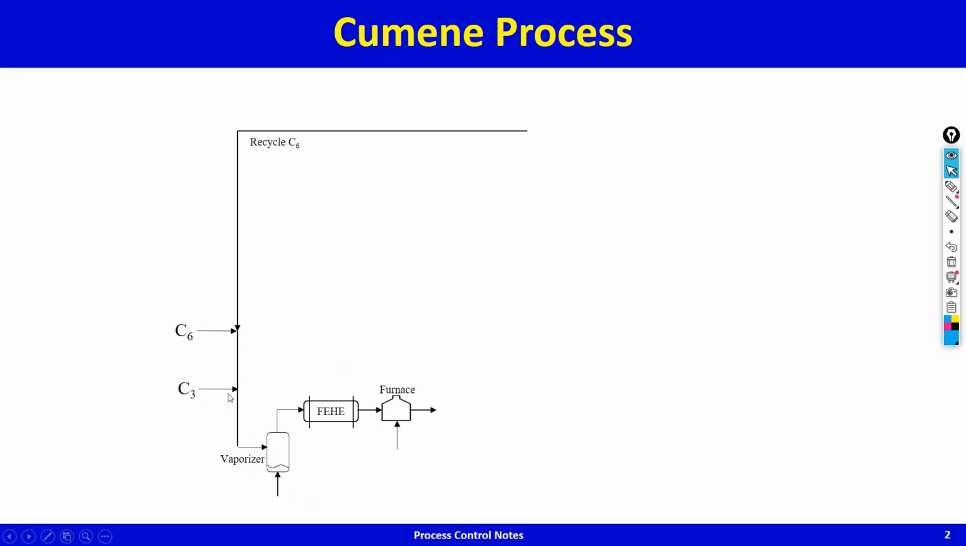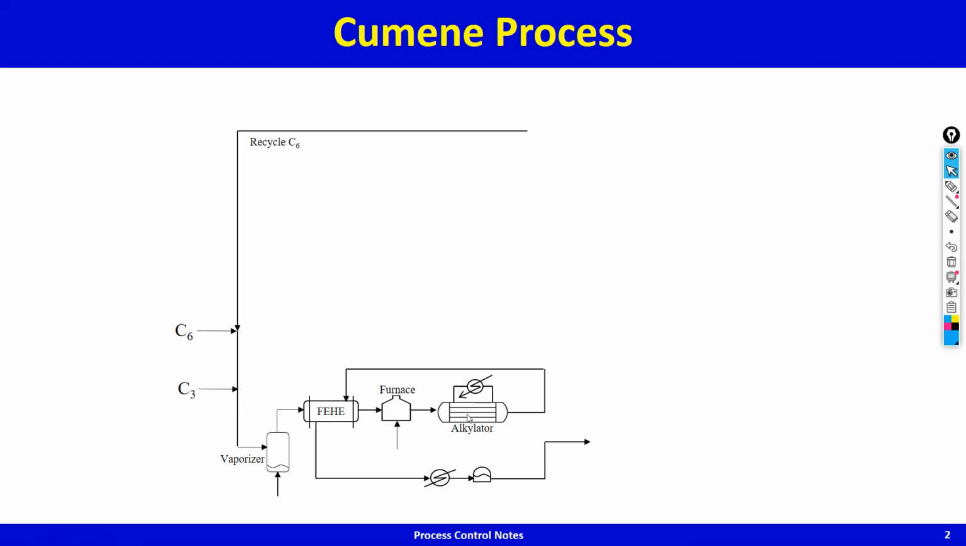So you have the fresh feeds, which are liquid, pressurized liquid, vaporized in a vaporizer. Then a feed effluent heat exchanger is there, and what this feed effluent heat exchanger does is it recovers heat from the hot reactor effluent, which will come later, but the reactor effluent is hot, and because the reactor effluent is hot, it is used to preheat the vaporized feed. This hot preheated reactant feed is then heated to the reactor temperature in the furnace, and then it is sent into a reactor, the main reactor, which is an alkylator.